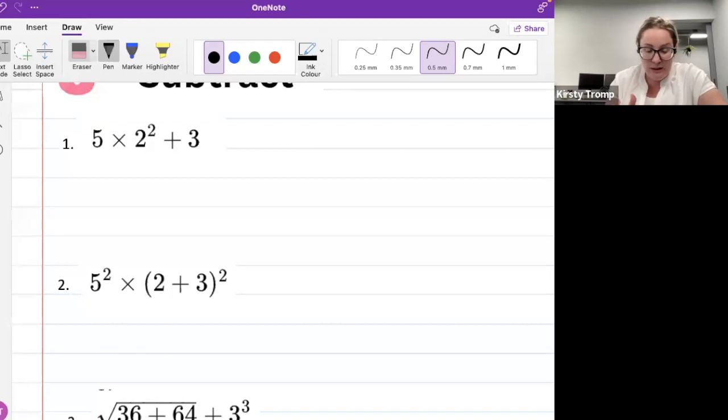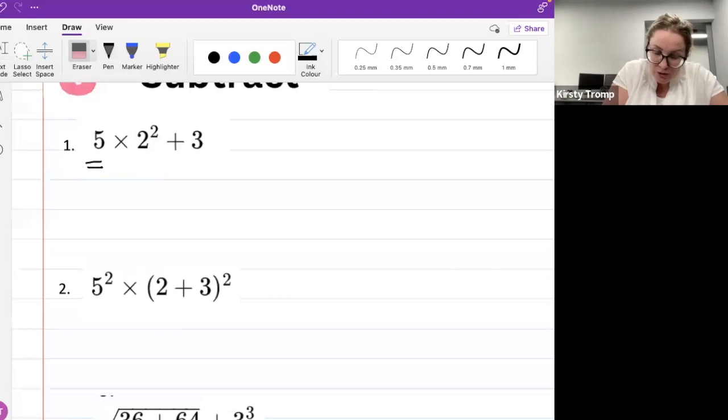Okay, so I'm good. My next letter is O, of. So if I'm looking, I've got 5 times 2 to the power of 2 plus 3. So have I seen an of? Yes, I have. Okay, so for the moment, I'm going to leave this 5 where it is for now. I'm going to leave this times sign where it is for now. And what am I going to do? I'm going to do 2 to the power of 2.